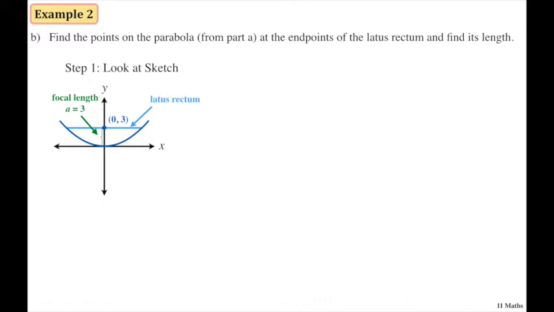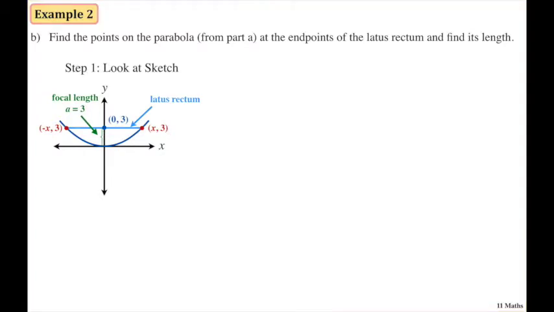The latus rectum is always parallel to the directrix, or perpendicular to the axis of symmetry. That latus rectum comes in contact with the parabola at the points x, 3 and minus x, 3. How did I know that the value was 3? Well, I know that the focal length is 3, so it's 3 units up. 3 units up is the y value. So that's how I knew that, because the focal length was 3.